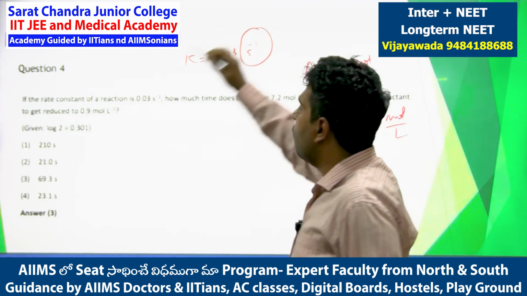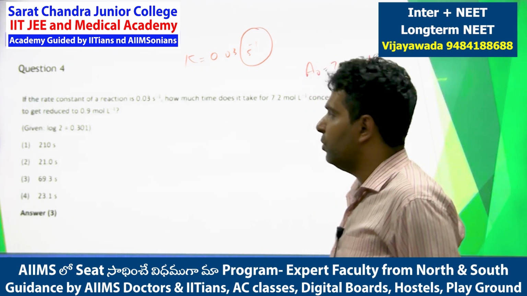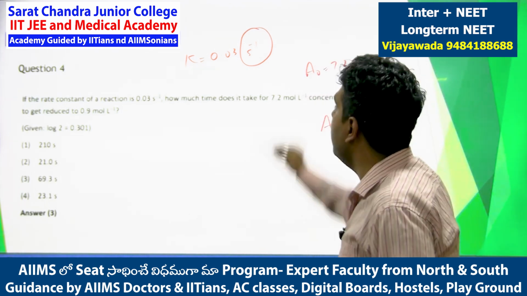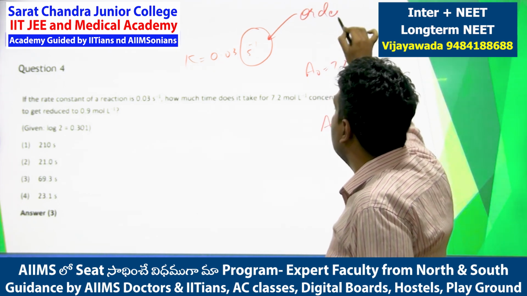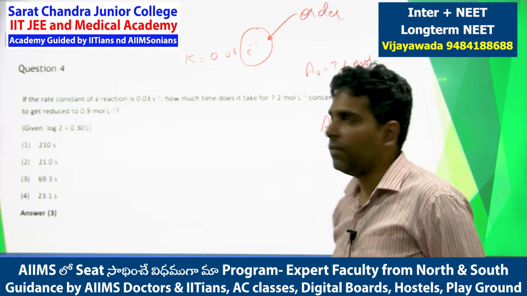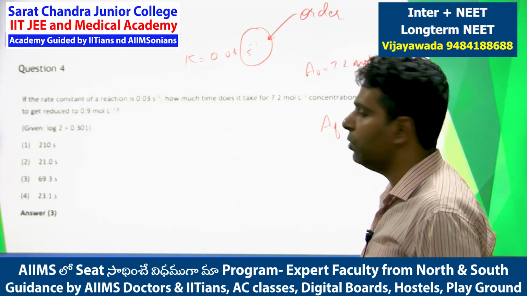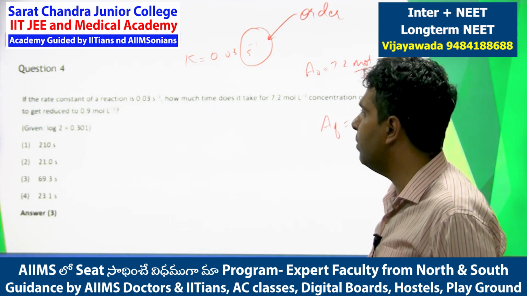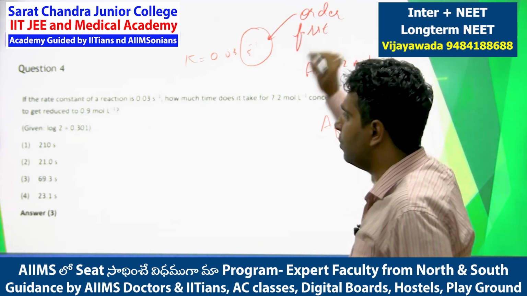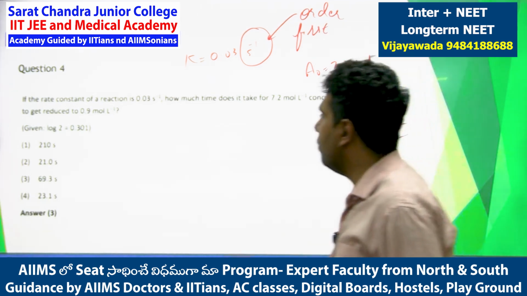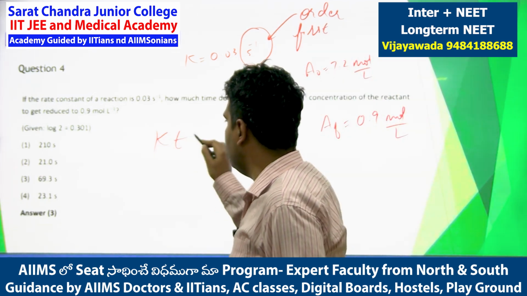So over here, the units of the rate constant give me information about the order of reaction. The unit of rate constant is second inverse, or time inverse. That means this is a first order reaction. Clearly this is a first order reaction. Now we'll use the equation for first order and solve this question.